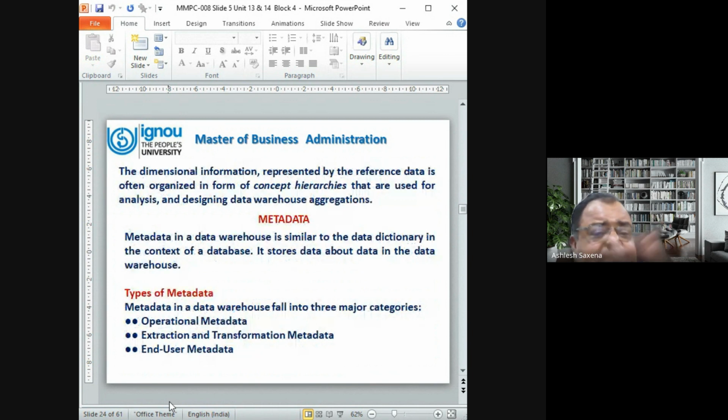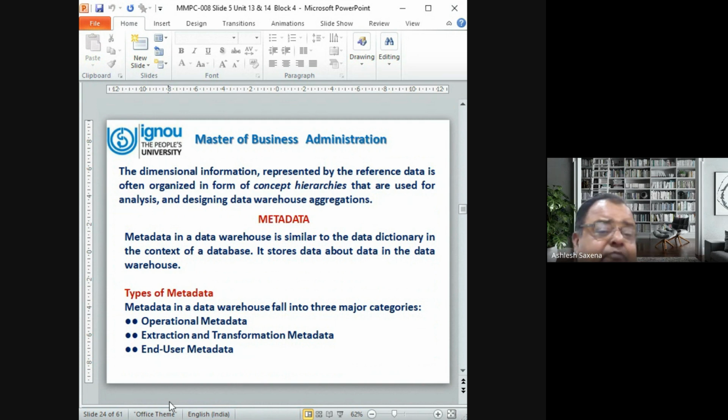The dimensional information represented by the reference data is often organized in the form of concept hierarchies that are used for analysis and designing warehouse aggregations.